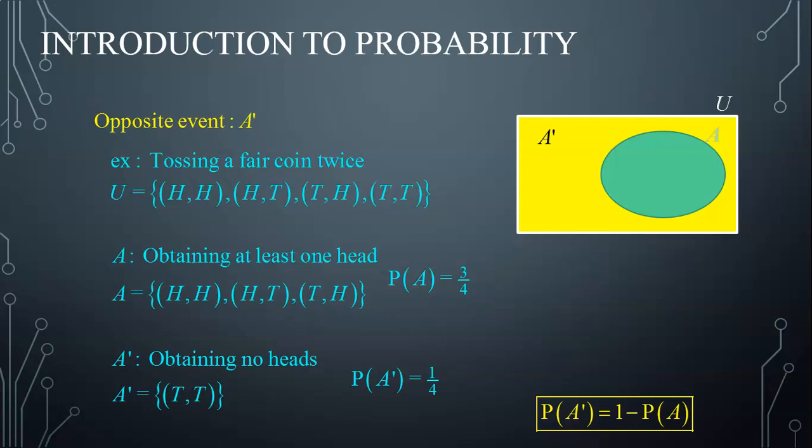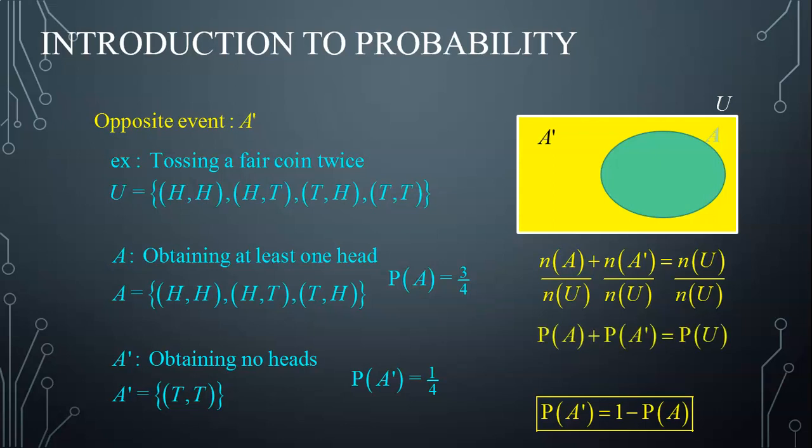And that is because the number of elements of A with that of A prime form the entire sample space U. Dividing all terms by the cardinal of U, we end up with the probability of A plus the probability of A prime equal to the probability of U. And U being the sample space, its probability is 1. Solving for the probability of A prime, we end up with P of A prime equal to 1 minus the probability of A.